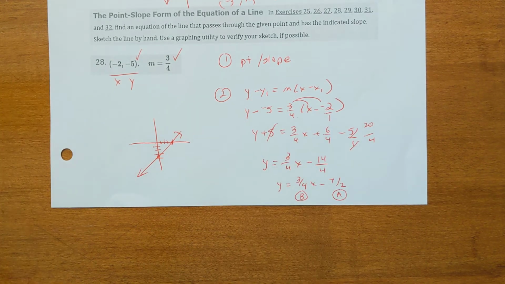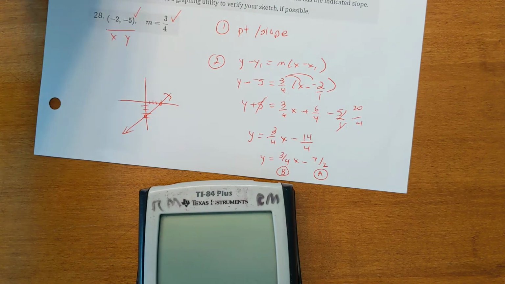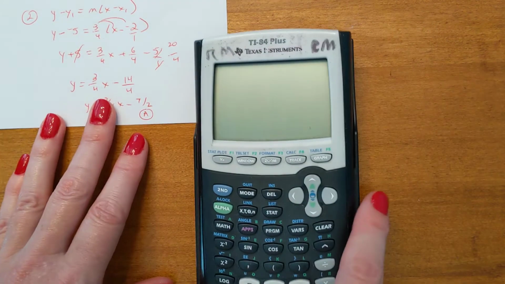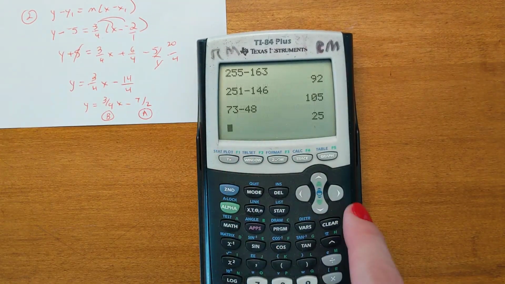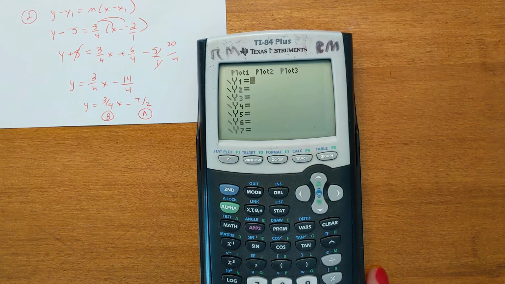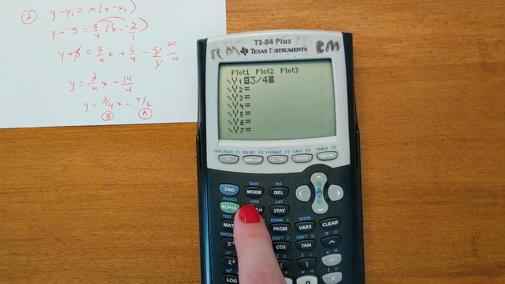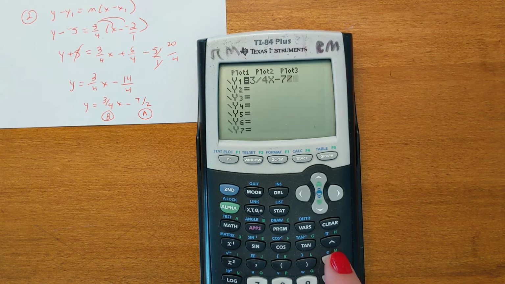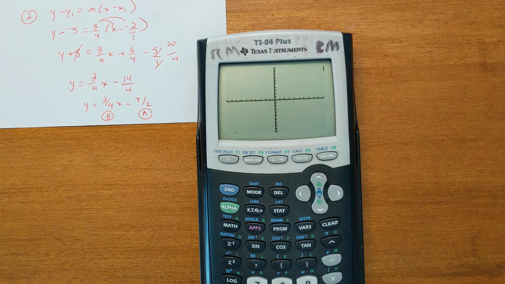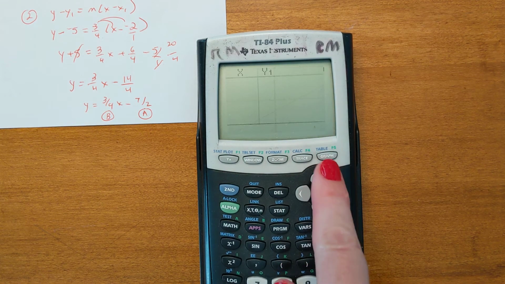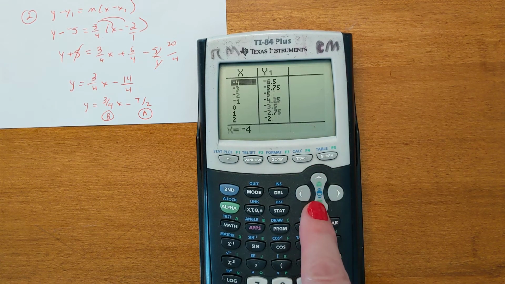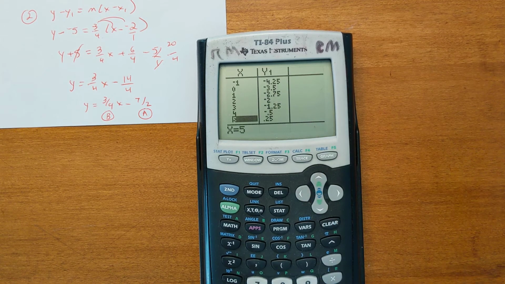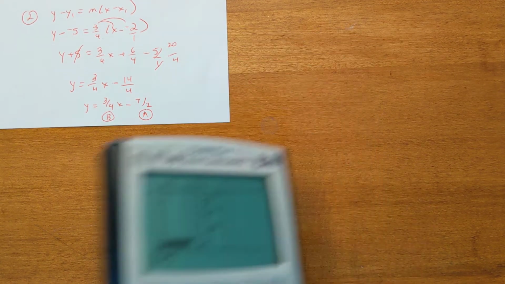And again, they said they'd check it on the calculator, so let me put it in the calculator for us. Remember, on the calculator, you go to y equals, and it was 3 divided by 4x minus 7/2. And then you hit graph. And then you can go to the table if you want and see some of the points to graph it by hand if you wanted.